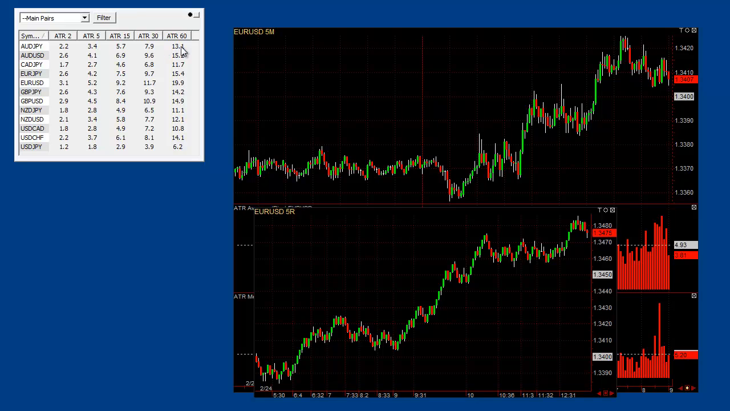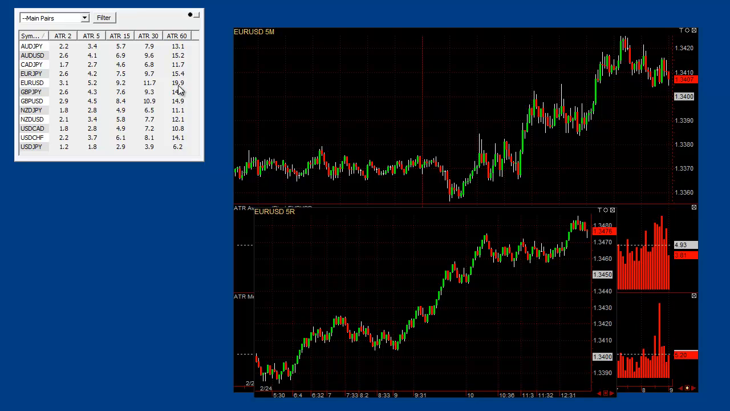And it can also be used to, let's say you're trading the Euro-dollar. The Euro-dollar moves about 19.9 pips per hour. So if you get into a trade and you think it's going to last an hour, 20 pip profit target makes sense. It's going to take about an hour to move 20 pips.